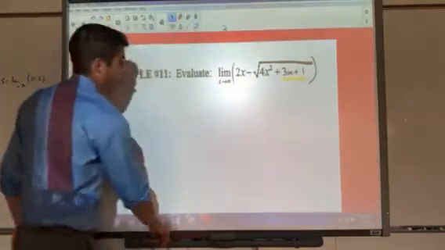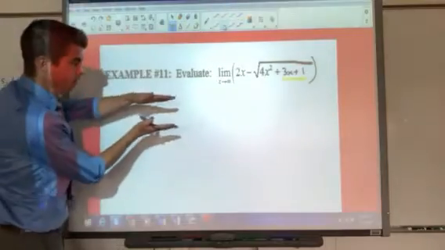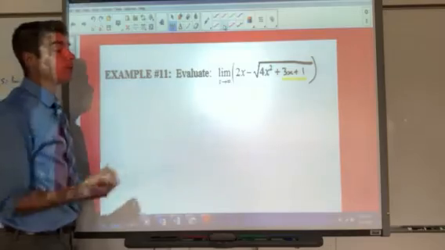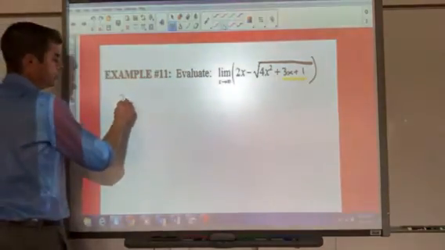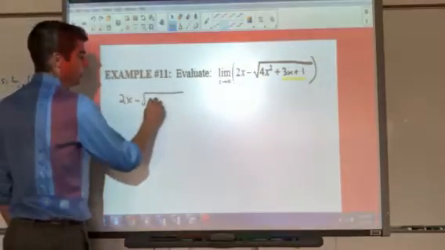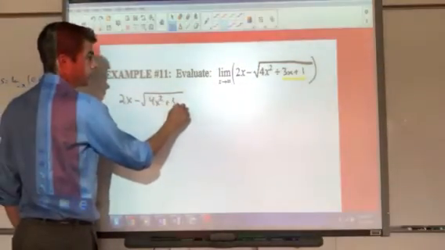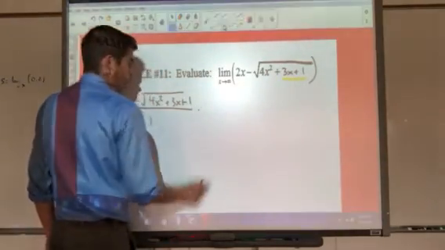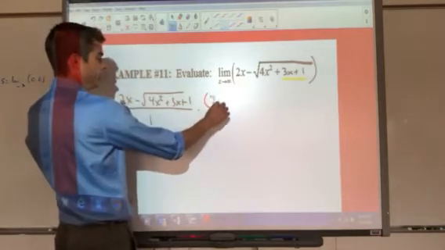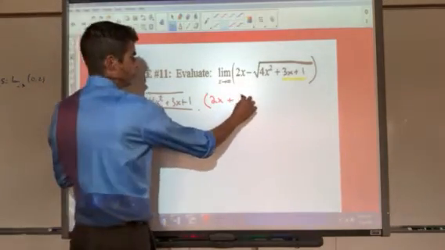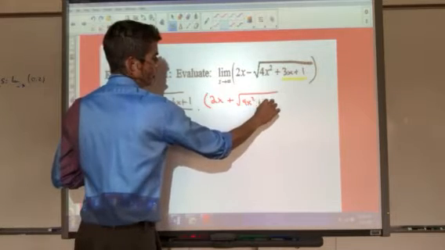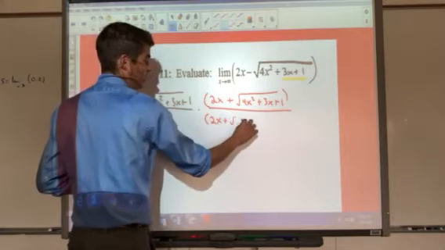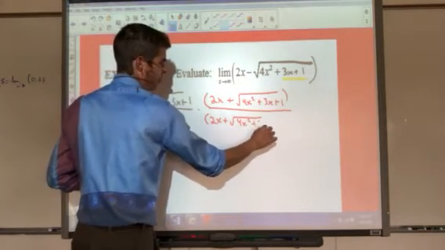Okay, so what are we going to do? Well, we need to get a ratio. I know we did this last year in Honors Pre-Calc: we're going to multiply by the conjugate. So it's going to be 2x minus the quantity square root of 4x squared plus 3x plus 1, over 1. And we're going to multiply by its conjugate. So I guess we'll use red here: 2x plus the square root of 4x squared plus 3x plus 1, over itself. So I can visually see the conjugate here, this fancy one that I'm creating.